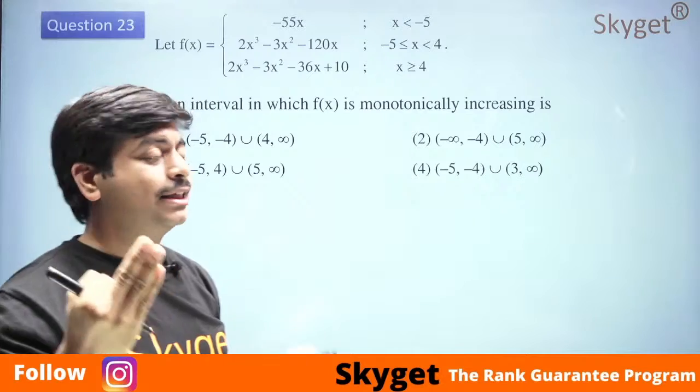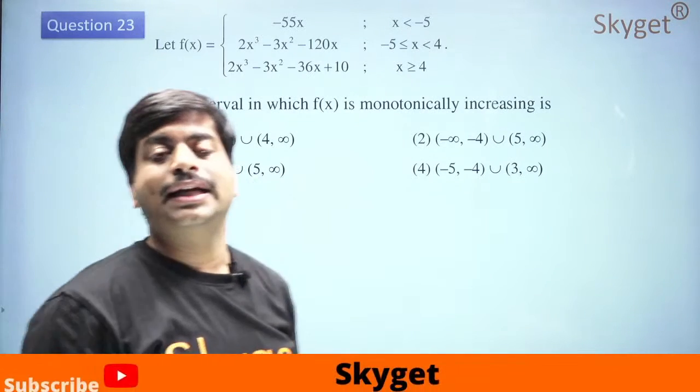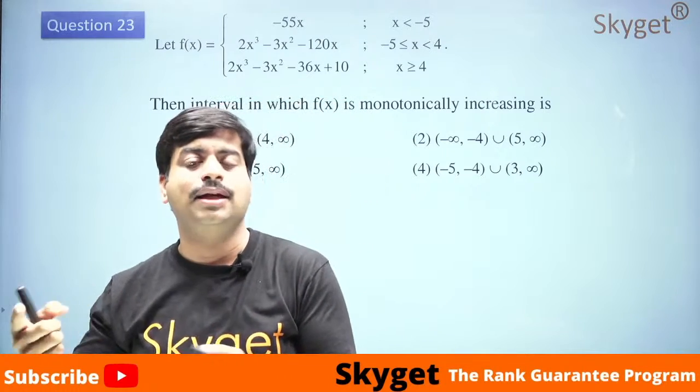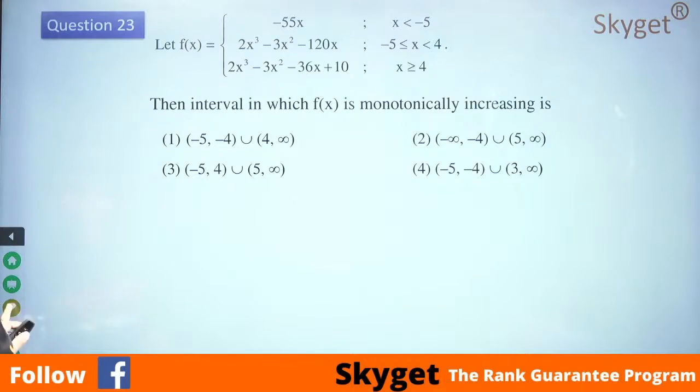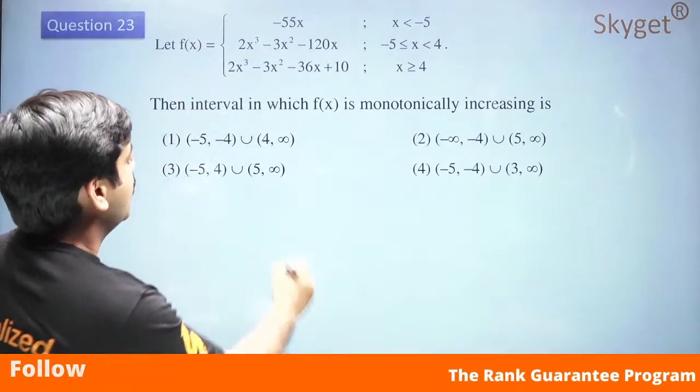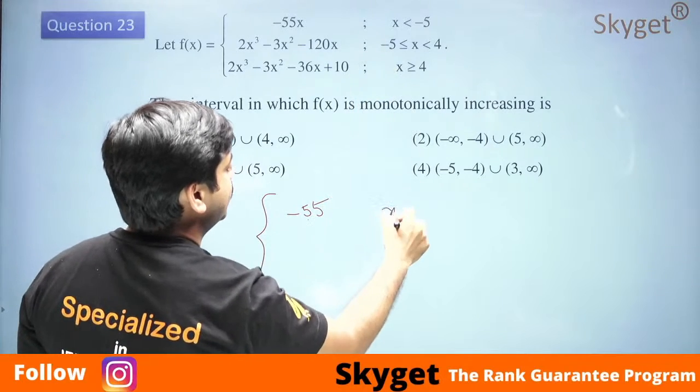So there are three piecewise functions here. The interval in which f(x) is monotonically increasing, f(x) is increasing, that means f'(x) should be greater than 0. The derivative of that should be greater than 0. So what is the derivative of this one? The derivative of this one will be -55 for x less than -5.